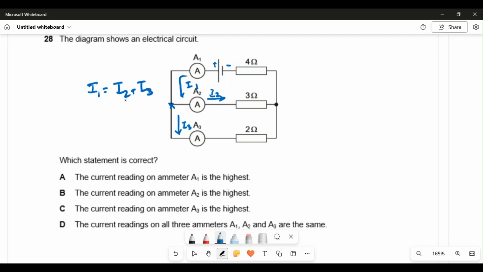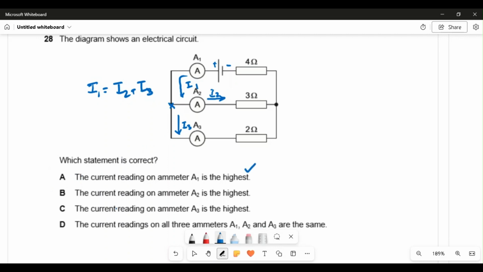So this shows that I2 and I3 may have different values, but I1 will be more than either separate value of I2 and I3, because it is the sum of them. For example, if I1 is 4 ampere, it may be 3 ampere and 1 ampere, 2.5 and 1.5, or some other split. So here the first option, that the current reading in ammeter A1 is highest, is correct for me.